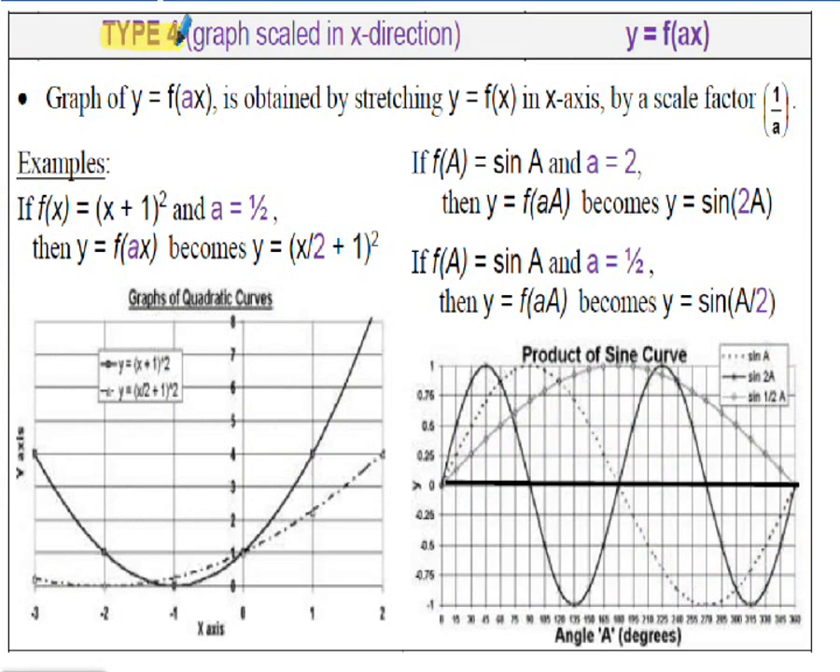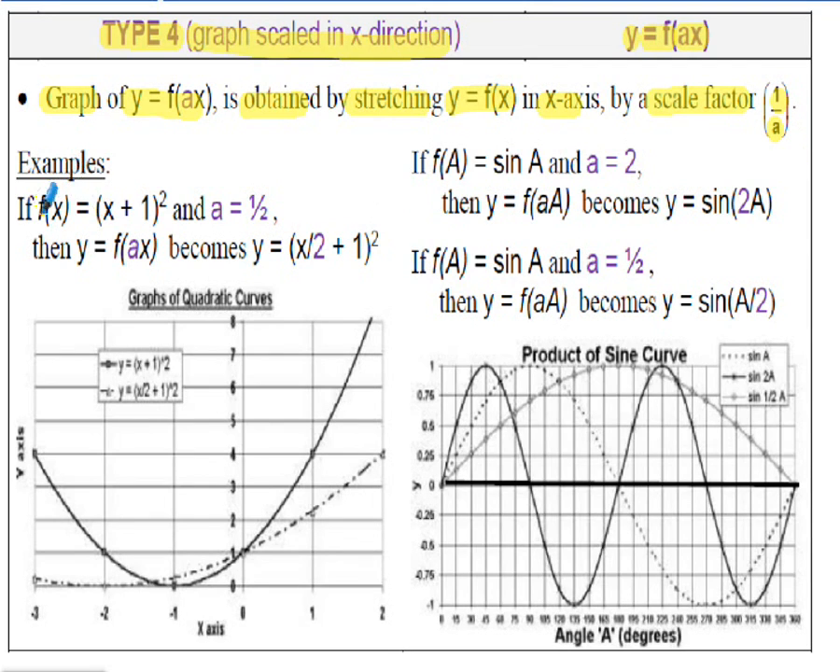So type 4 transformation. Here the curve is scaled in the x direction by a factor. Format of the equation is y is equal to f(ax), a function of, in brackets, a multiplied by x. So a graph of y is equal to f(ax) is found by stretching the y is equal to f(x) equation in the x direction by a scale factor of 1 divided by the constant a.